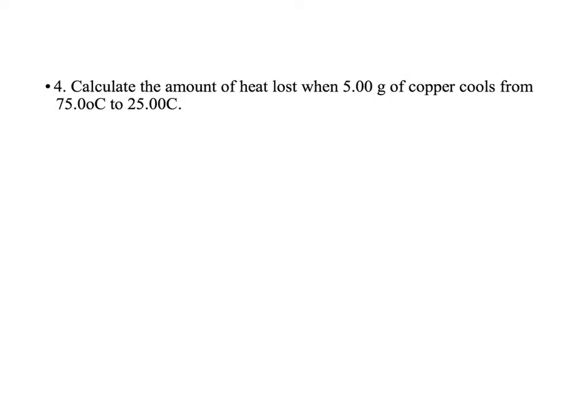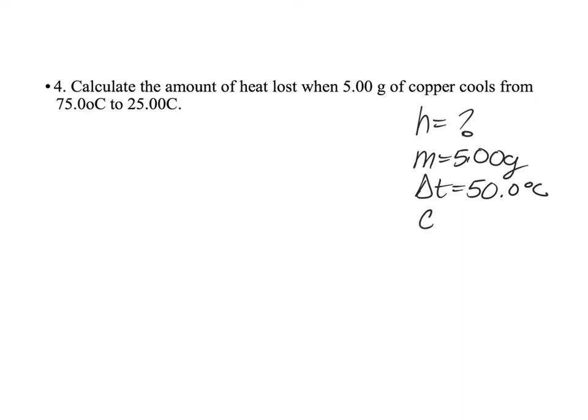Next one, calculate the amount of heat lost when 5 grams of copper cools from 75 to 25. So again, heat, we have a mass of 5 grams, temperature change of 50 degrees Celsius, and we need a specific heat capacity of copper. So looking on that data booklet page, I see that copper is 0.385.